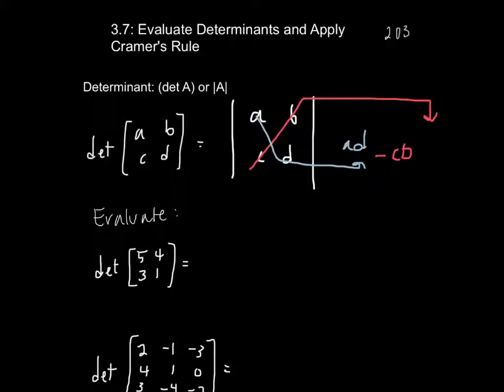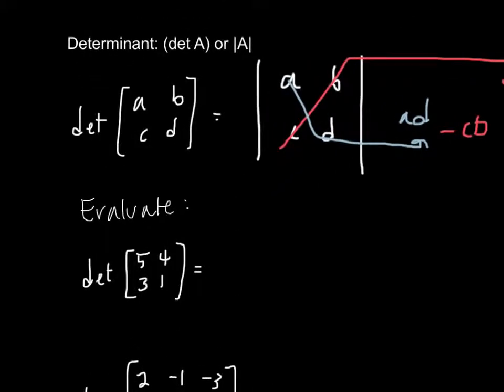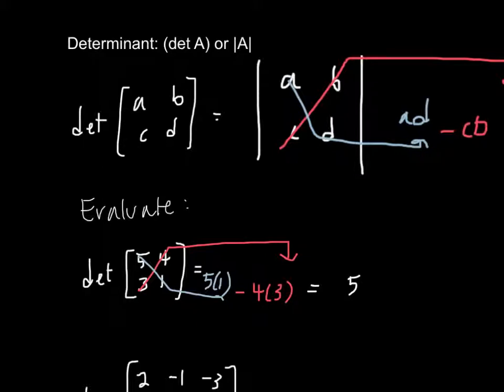So the instructions are to evaluate the determinant of this matrix here. 5, 4, 3, 1. So we're going to take the product of these two, which is 4 times 3. And we're going to subtract that from the product of these two, which is 5 times 1. So our answer is 5 minus 12, which is negative 7.